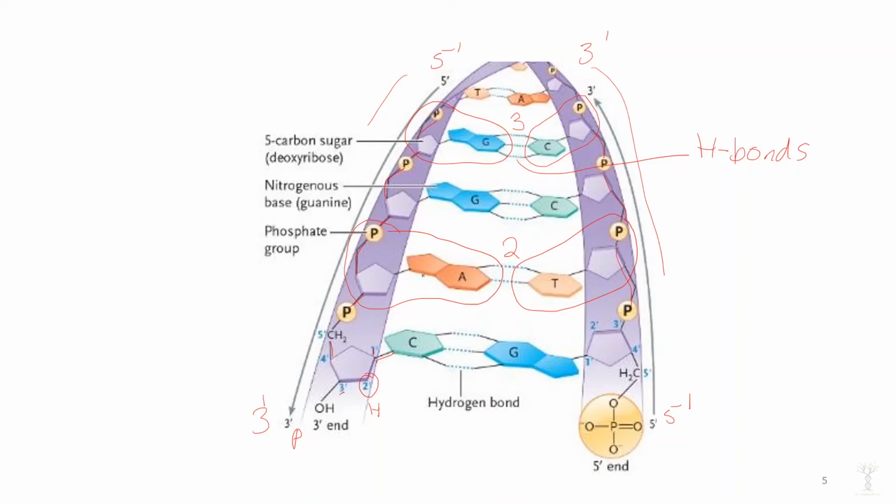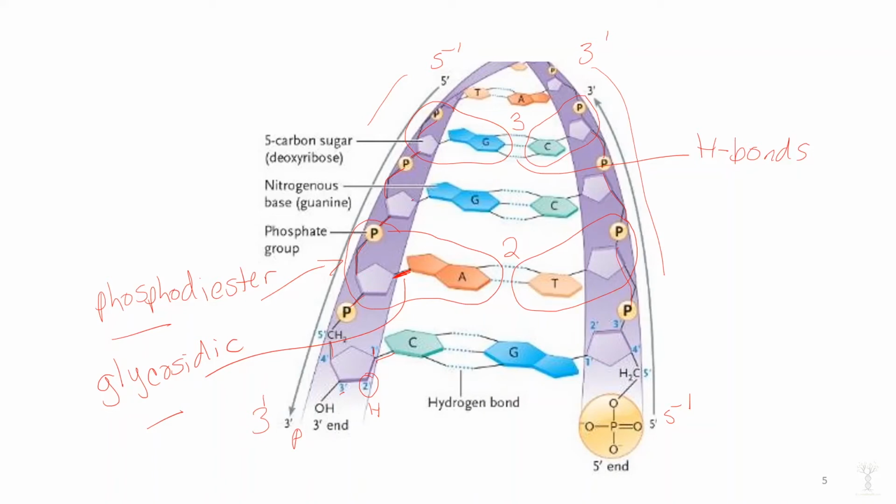The last thing that I want to talk about is the other bonds. So hydrogen bonds are holding the bases together. And then we have phosphodiester bonds. So phosphodiester bonds hold the sugar and the phosphates together. And over here, the bond holding the sugar to the base is a glycosidic bond. These are both covalent bonds. They're very, very strong bonds.